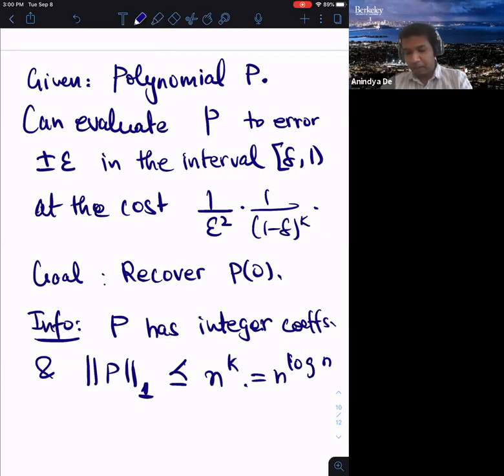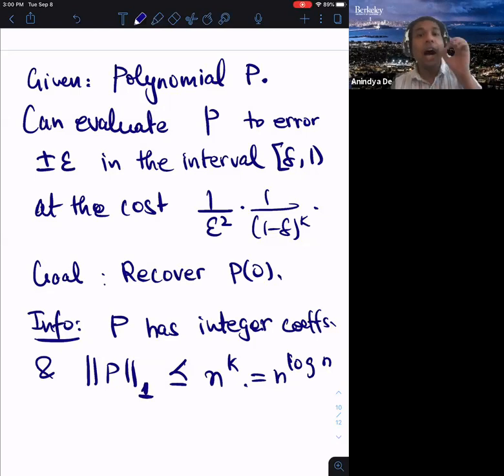Okay, I'll wrap this up in a few minutes now. So P has integer coefficients. You have a polynomial P, you know it has integer coefficients, and you want to recover the constant coefficient. This is the thing we want to really leverage: the integer coefficients. You can evaluate it in the interval delta to 1, but you don't have an exact evaluation oracle. To evaluate it to error epsilon, you pay a cost of 1 over epsilon squared times 1 minus delta to the K. K is again like log n, so really the cost is like 1 over epsilon squared.